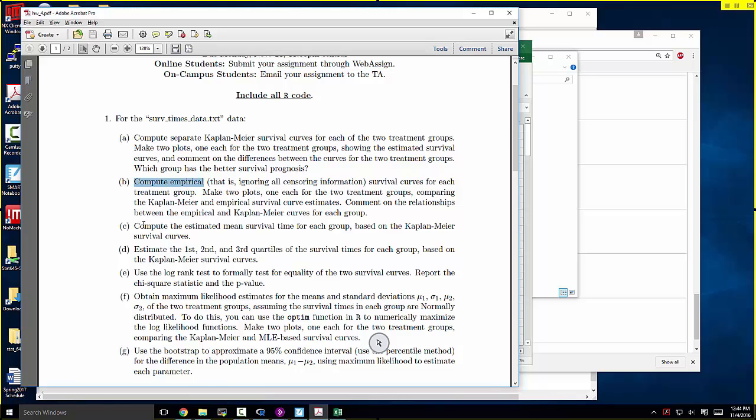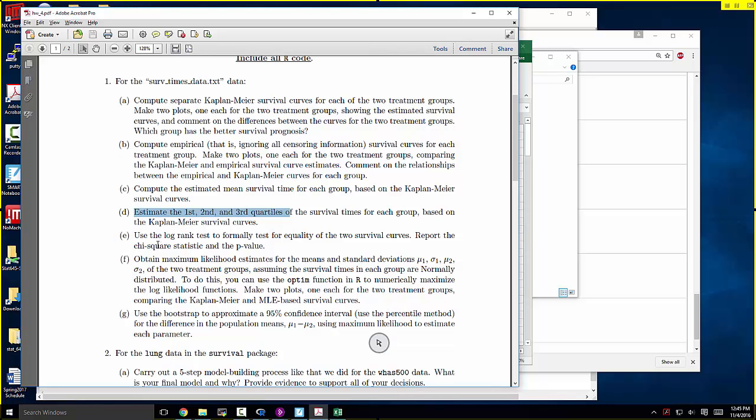Then in part C, I ask you to compute the mean survival time for each group based on the Kaplan-Meier curves. I'll show you how to do that today. And I ask you to compute some percentiles of the survival times based on the Kaplan-Meier curves, and I'll show you how to do that today. I ask you to test the null hypothesis that the survival curves are the same between the two comparison groups. And to do that, we're going to use a test called the log rank test that I'll introduce you to today.